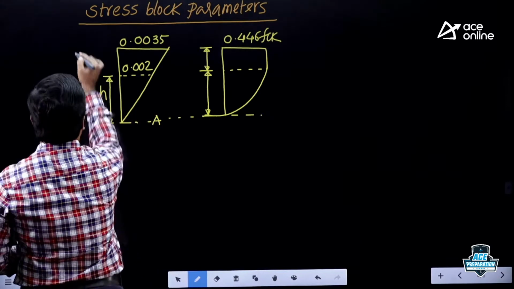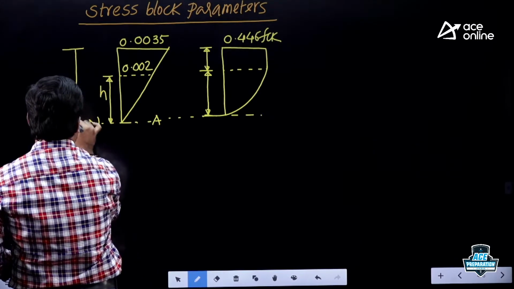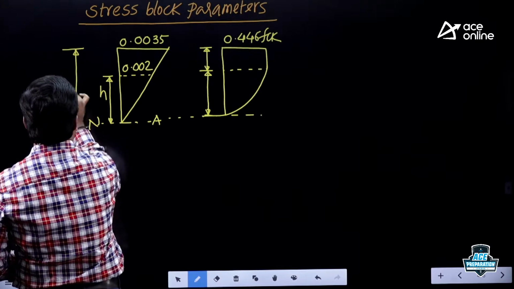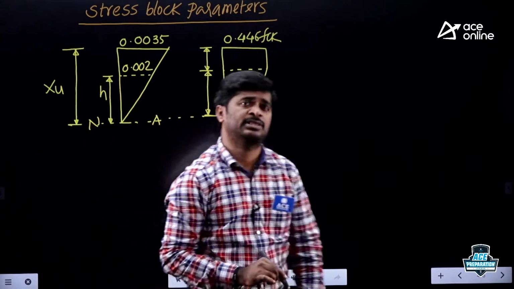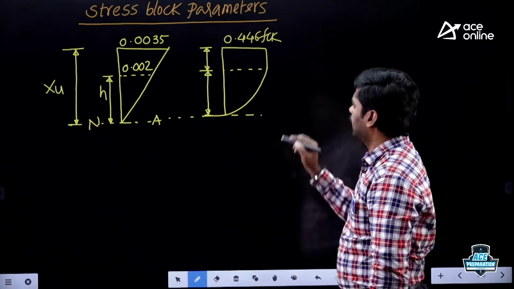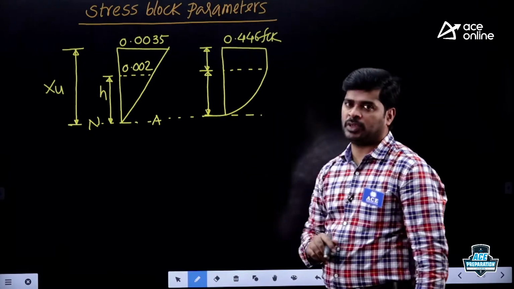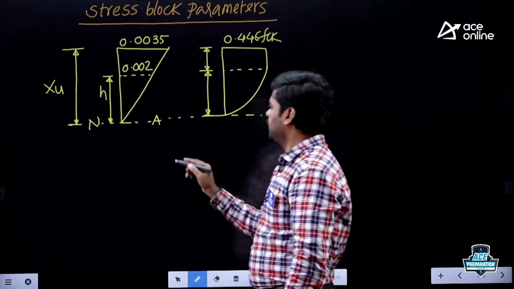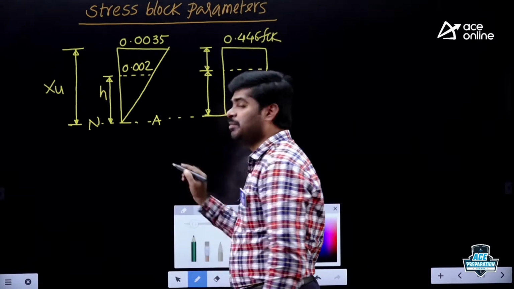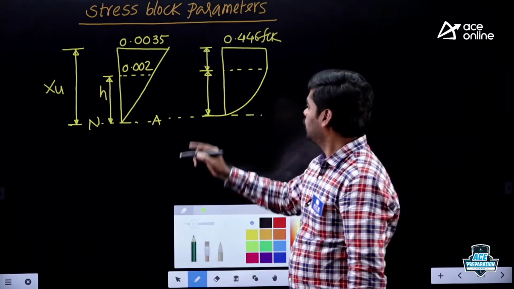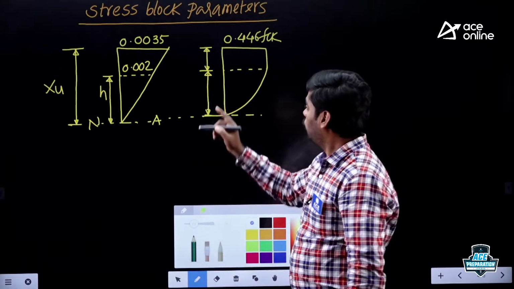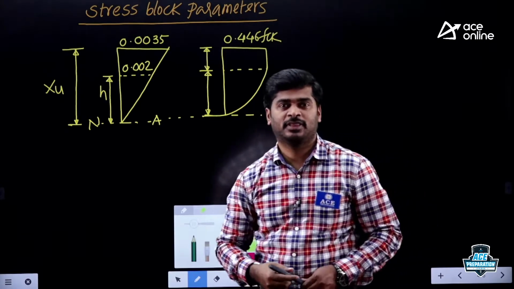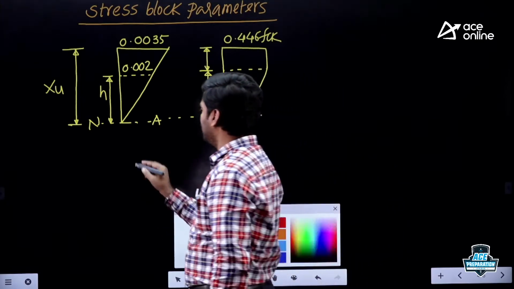Here, if you measure the distance from the extreme compression fiber to the neutral axis, my dear, this is Xu. Right. Then how do you find out the depth of the parabola and the depth of the rectangle in a stress block? My dear, you simply take similar triangles. From the strain diagram, we'll get the h. Once you get the h, that is the depth of the parabola, then you can easily find the depth of the rectangular portion. How do you find it?